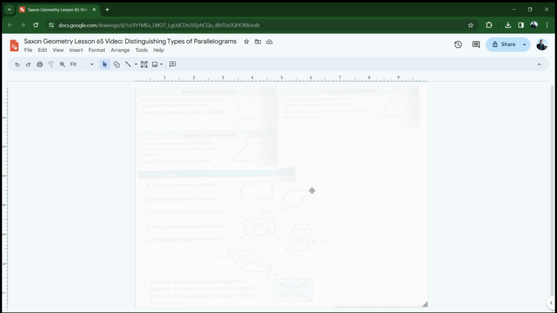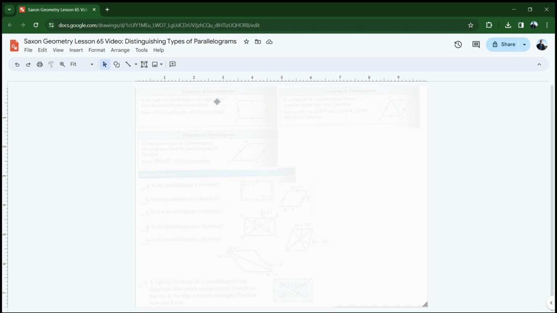Hey, geometry students, welcome to an easier lesson on distinguishing types of parallelograms. In a previous lesson, we went over some properties of parallelograms, and this is really a properties of parallelograms lesson as well, but we're going to be talking about special parallelograms. Specifically rectangles and rhombuses, and then also indirectly squares, because remember, squares are just rectangles that are also rhombuses.